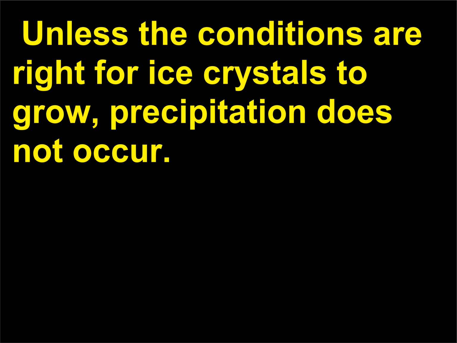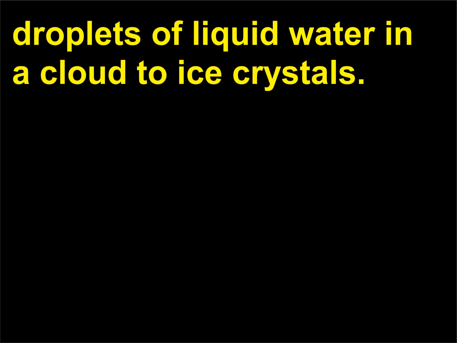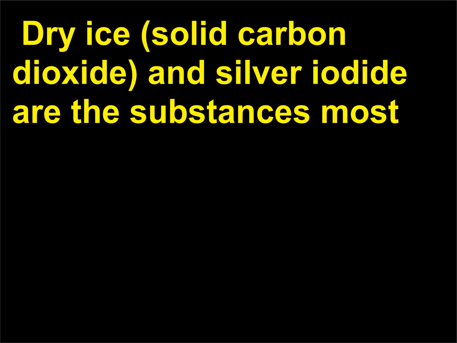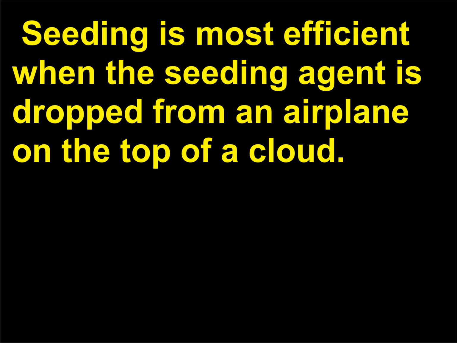Unless the conditions are right for ice crystals to grow, precipitation does not occur. Cloud seeding is an attempt to convert the supercooled droplets of liquid water in a cloud to ice crystals. Dry ice, solid carbon dioxide, and silver iodide are the substances most often used to seed clouds to transform the water droplets to ice crystals. Seeding is most efficient when the seeding agent is dropped from an airplane on the top of a cloud.